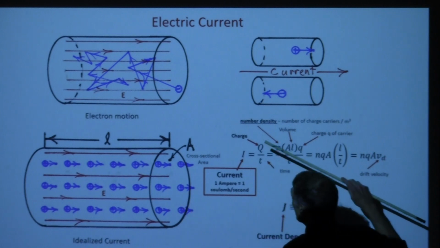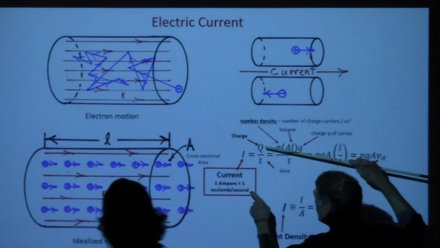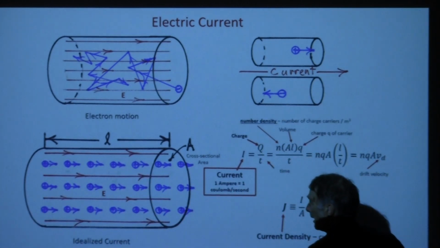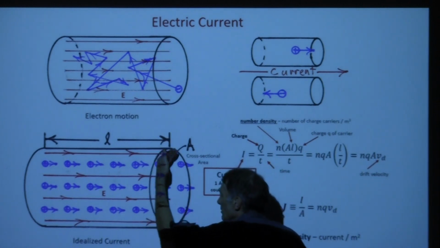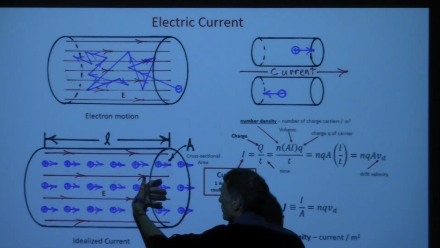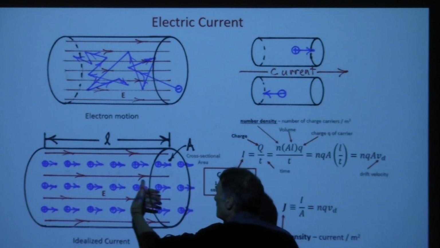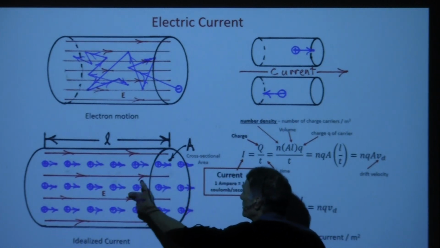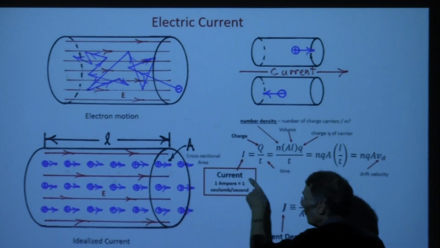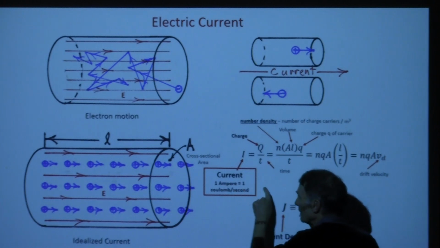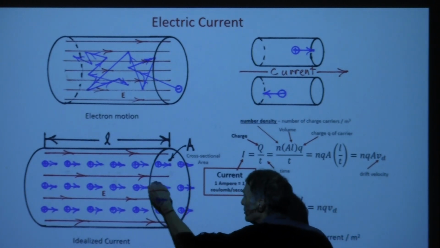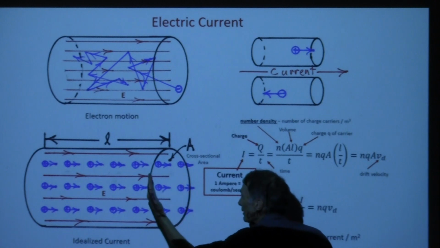Now, the idea of the current is how much charge goes by in a particular time through some cross-section. These things, kind of like a marching band, are going through here, and we need to keep track of how many coulombs per second are going through. That will tell us the current. And 1 ampere is 1 coulomb of charge per second that goes past a cross-section of the wire.